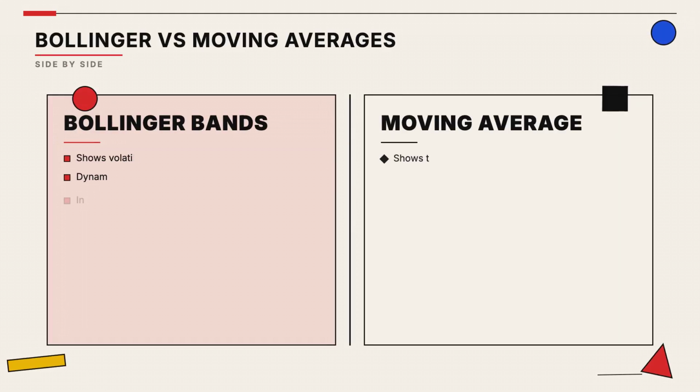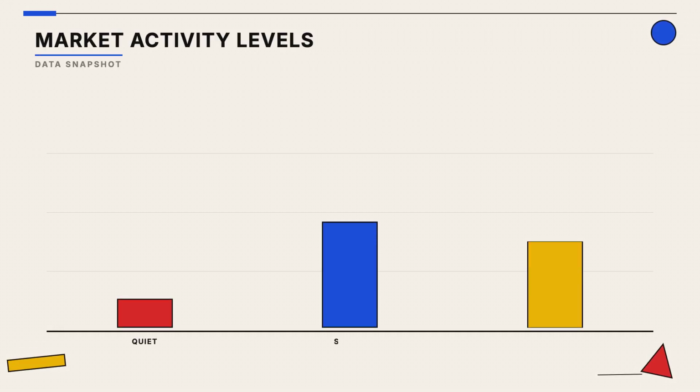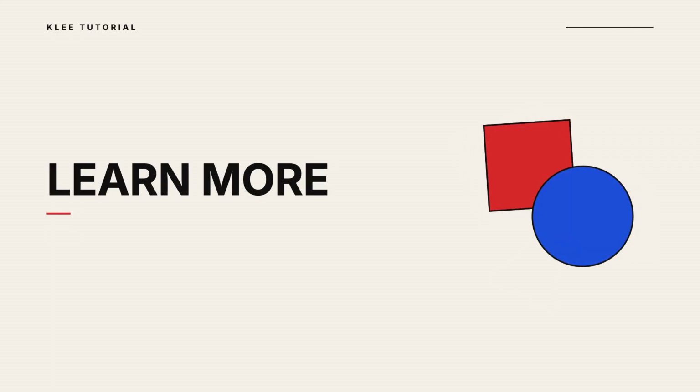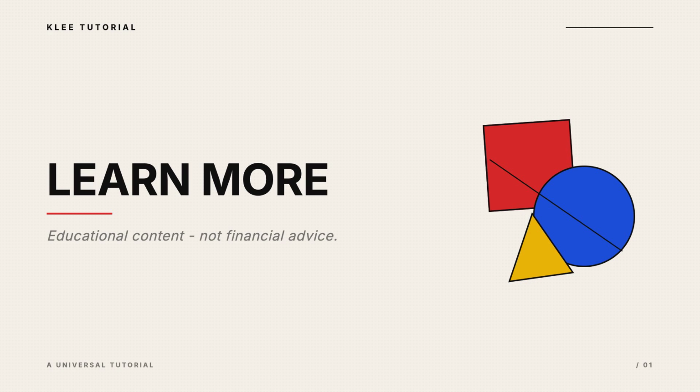While a simple moving average just tells you the direction, Bollinger Bands give you context about the intensity of those price moves. When the bands are far apart, it indicates a high level of market activity, whereas narrow gaps suggest a period of consolidation. Remember that these tools provide historical context rather than a guaranteed signal for future price movements. Use these tools to better understand market behavior.